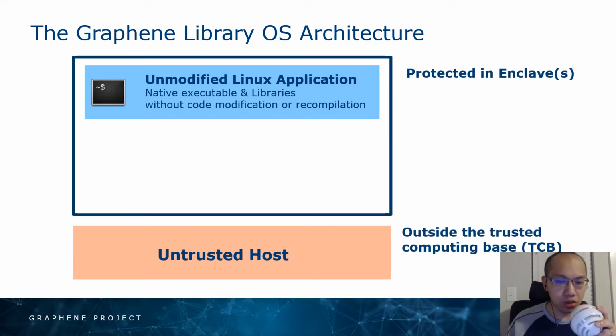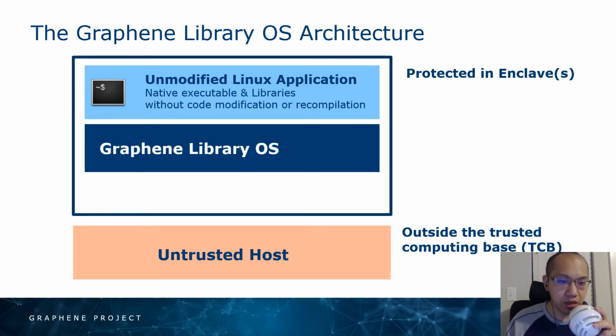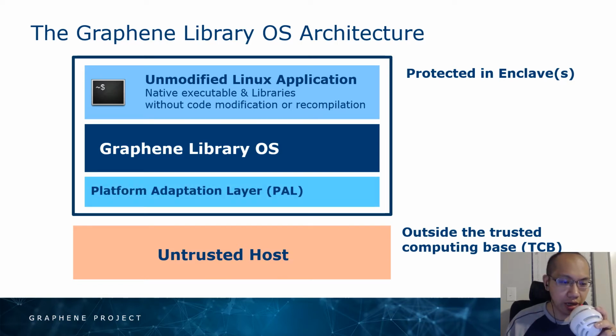The whole application will be protected inside one or multiple enclaves. And inside the enclave, there will be several other layers, including the Graphene Library OS itself, the separate layers, and the platform adaptation layers designed specifically for this host.